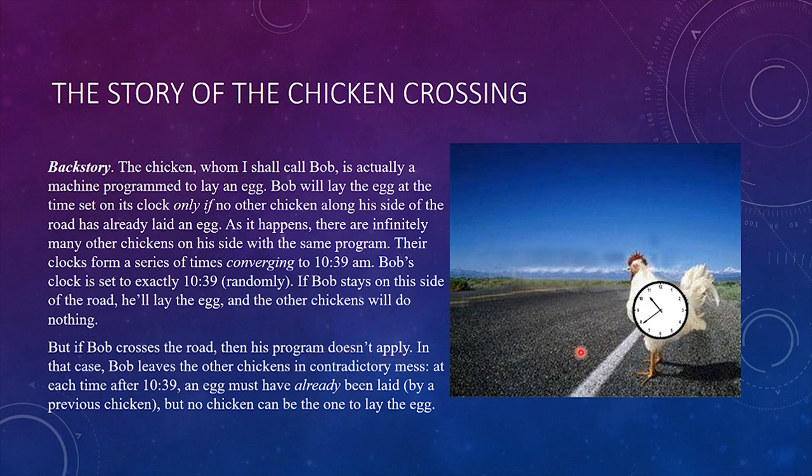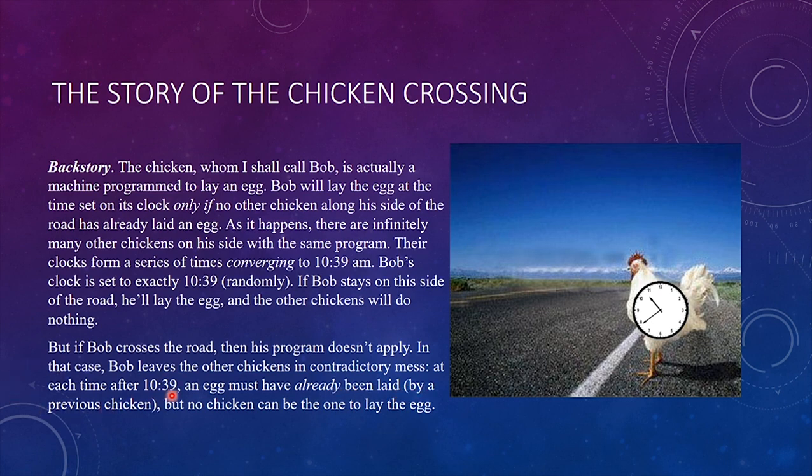It doesn't apply because he's not on the right side of the road. It's part of his program to only lay that egg if he's on this side of the road. What this means is that Bob is going to leave the other chickens in a contradictory mess. Why? Because at every time after 1039, an egg must already have been laid by a previous chicken.